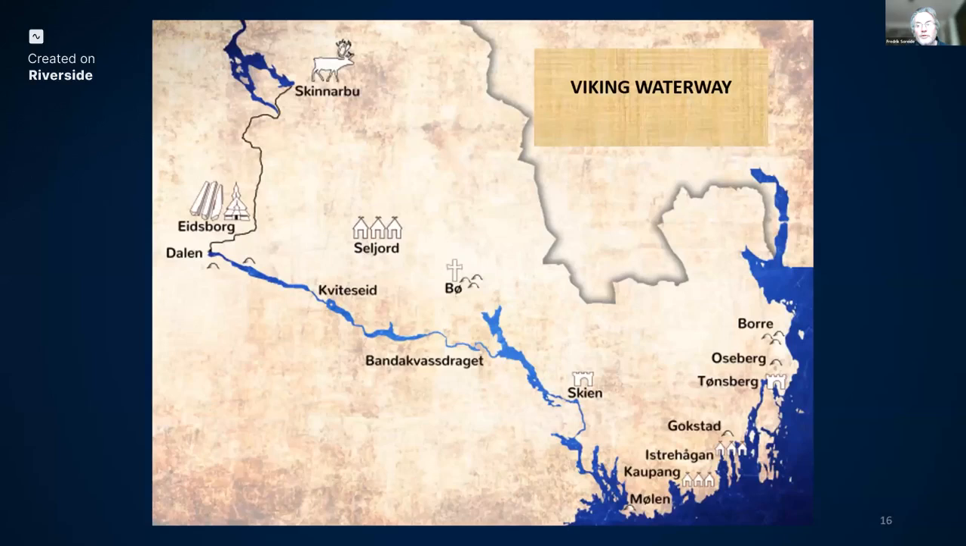So one of the things that we want to do is to survey this Viking waterway. I understand that those of you who don't know where Norway is, we can just say this is in the south of Norway. And the waterway is coming from the reindeer area on the top there, Skinnarbu, and all the way to the coast. And on the coast there are some of the biggest Viking settlements that we had in Norway during the Viking Age. Gokstad, Tønsberg, Oseberg, Borre, they all had. And they traded a lot with what was going on in the inland times.